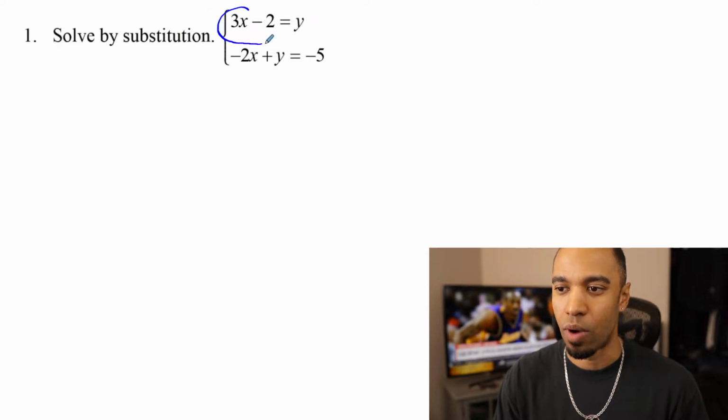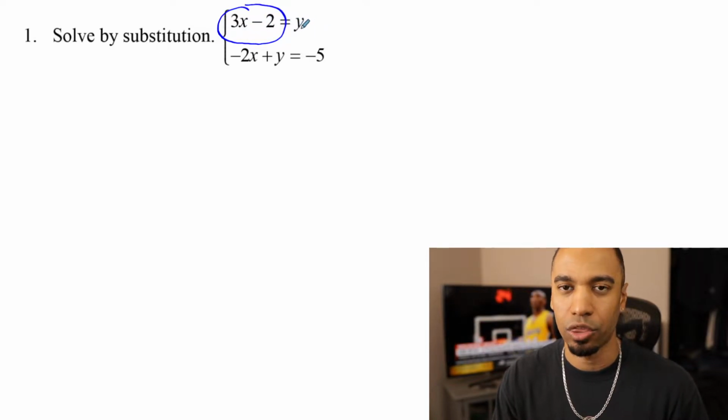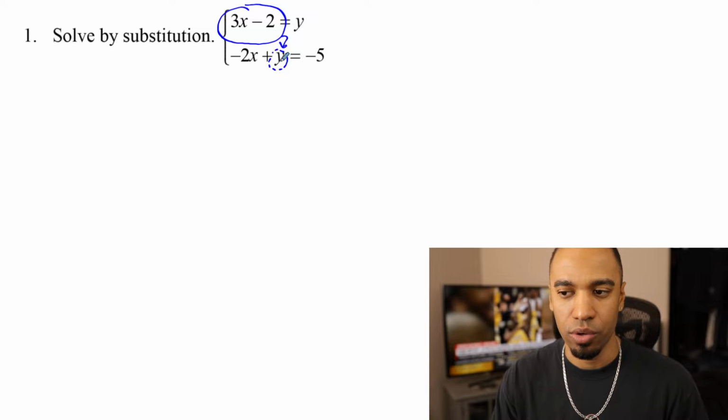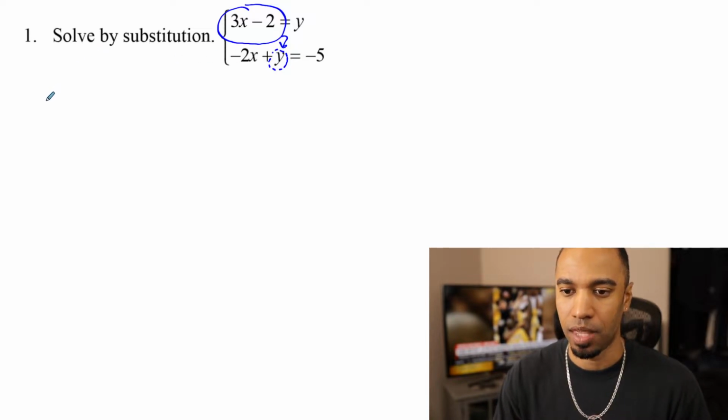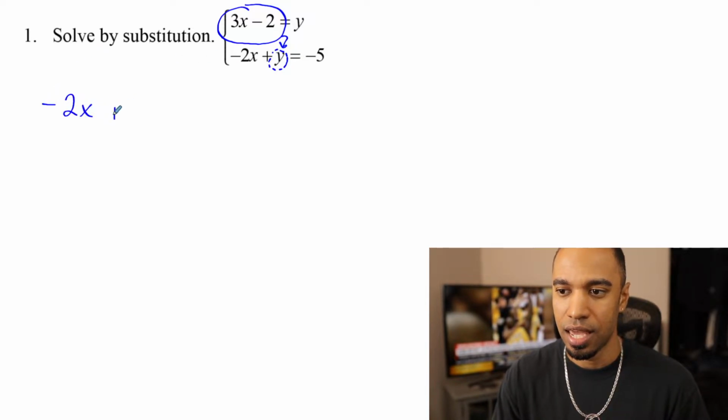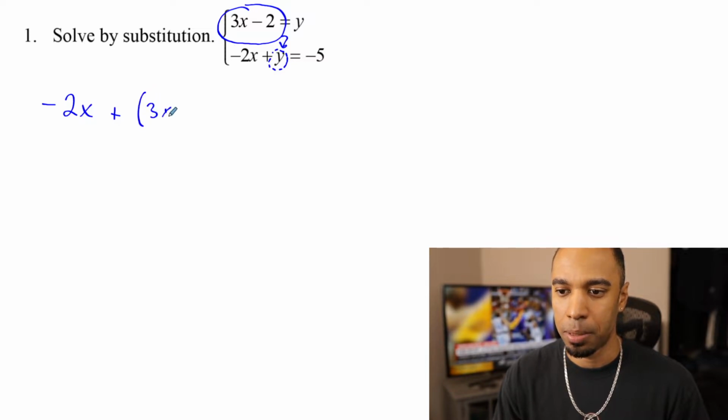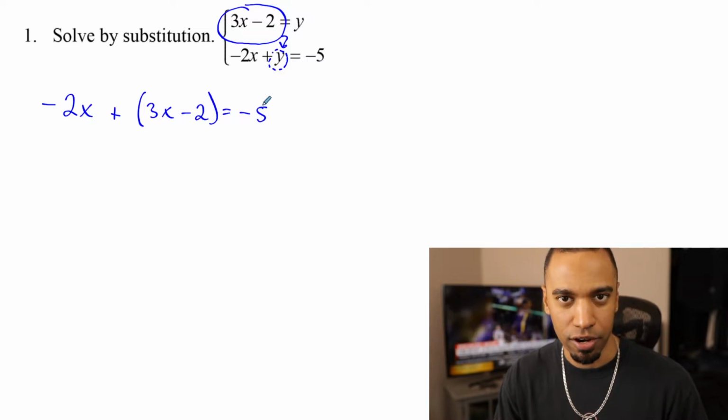Solve by substitution, y equals 3x minus 2. That's what the equation tells us right here. y and 3x minus 2 are equivalent. So what I'm going to do is take 3x minus 2 and substitute it for y in the other equation. And what I create in this instance is a single equation with a single variable, in which case I can then solve for that single variable.